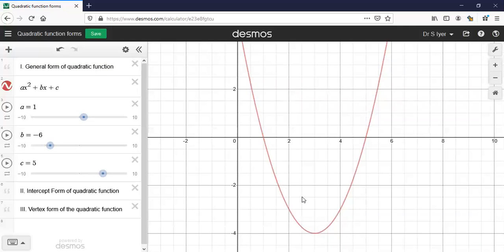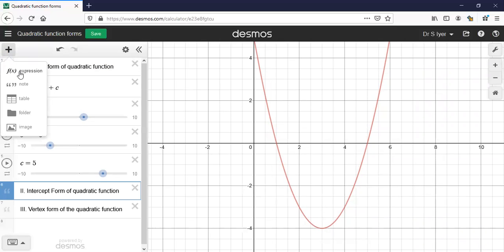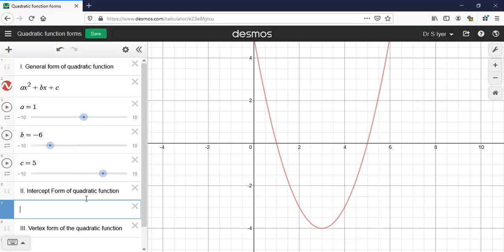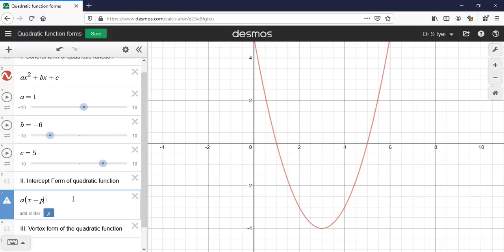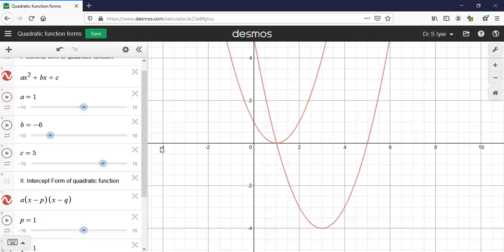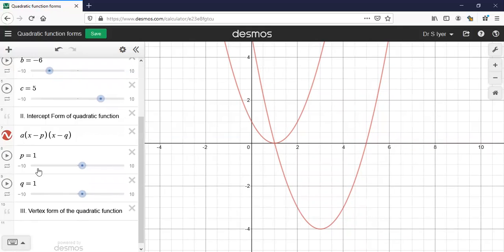Now, what is the significance of this? To understand the significance of this, let's link this with the second form of the quadratic function, which is the intercept form of the quadratic function. So I'm going to go ahead and add the expression for the intercept form, and that is essentially a times (x minus p) multiplied by (x minus q). I'm going to add the sliders for p and q. I'm going to choose the values of p and q as, let's say, 1 and 5.